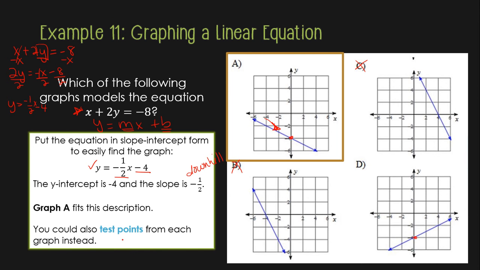You can also test points from the graph. Using your original equation, if I chose this point, for example, 0, negative 4, you can plug in that point for your x and y and see if the left side equals negative 8. If it does, you know that's a solution to that graph. But in this case, since both of these have 0, negative 4, it would be true for both. So you would need to test a couple of points to make sure that you have the correct graph.